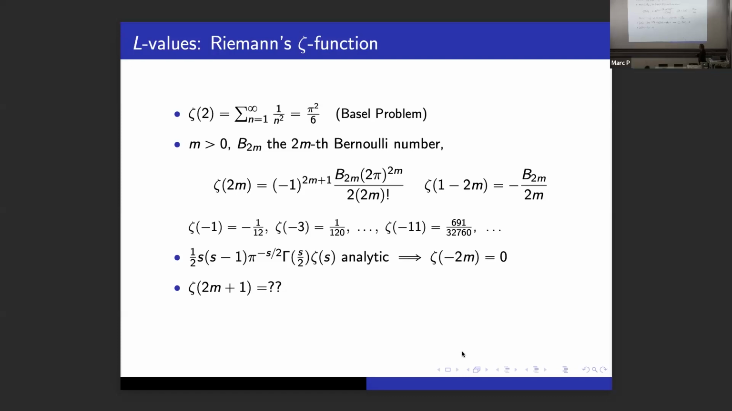And then there's a collection of values that I've left out: the value of the zeta function at odd positive integers. That's an extremely interesting problem. What should be the nature of these numbers? That's very much an open problem. There are interesting results, but I'm not going to be able to say anything about those. All right.